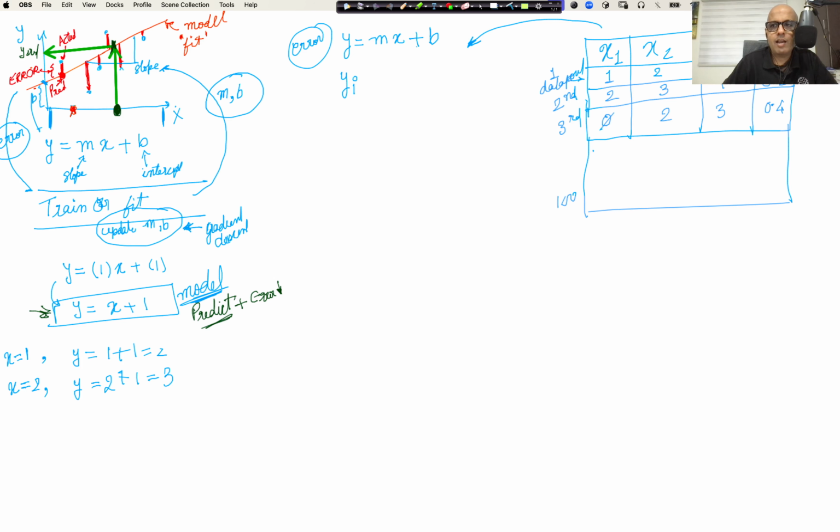What that i represents is, for the first data point, whatever the original target value of y is, it will be 1. Then for the second data point, it will be 2, and then for the third data point, the value would be 3. So that is what this i represents here.